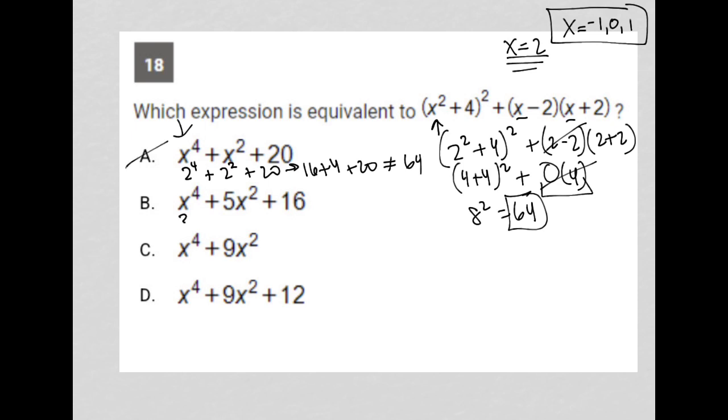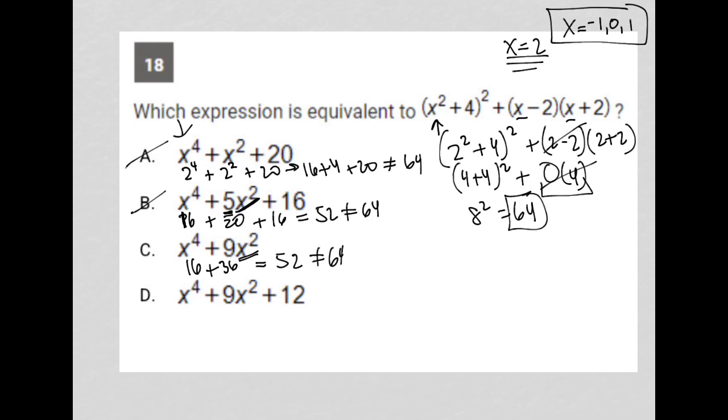Choice B, 2 to the 4th. Let's just skip that. I know that's 16. Plus 2 squared would be 4 times 5 would be 20. So 16 plus 20 plus 16. That is 32 plus 20. That's going to equal 52, which is not 64. So choice B is gone. Choice C, this is 16. 2 squared is 4 times 9 is 36. And 16 plus 36 is 52, which again, not 64.